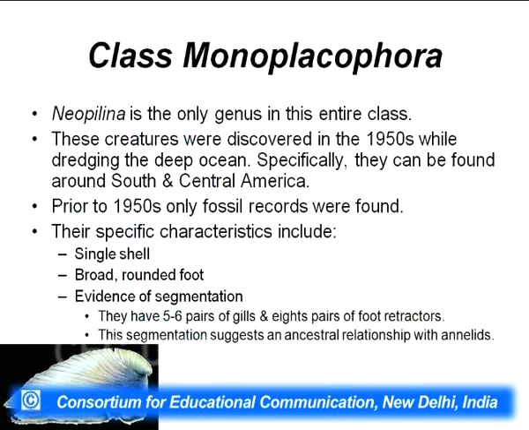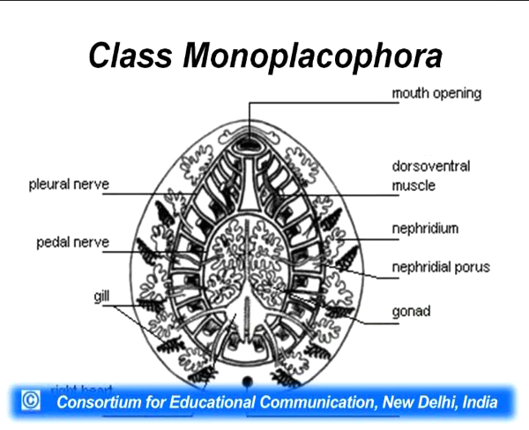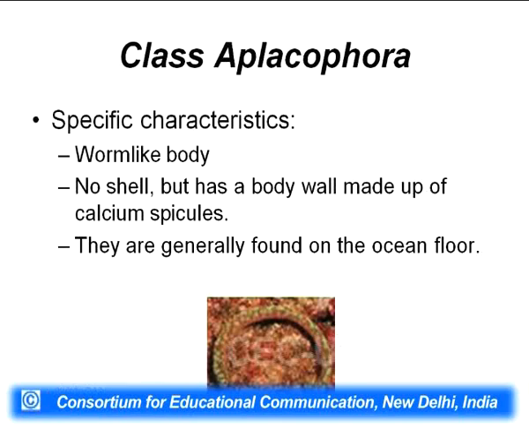Class Monoplacophora, the example is Neopilina, and as the name suggests, mono means single, placo stands for plate and phora stands for bearing. It means the shell is made up of a single plate, or the animals bear a shell made up of a single plate. So in this case, the body is dorsally covered over by a plate which is the shell, and ventrally the body has a foot in the center, and on the sides a number of gills are present in paired forms.